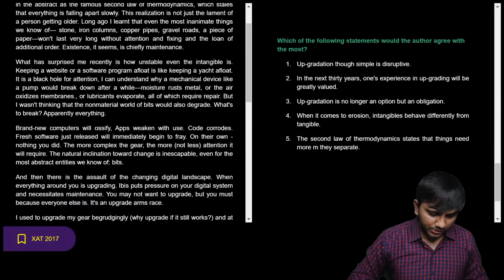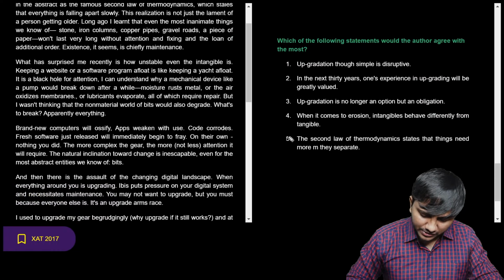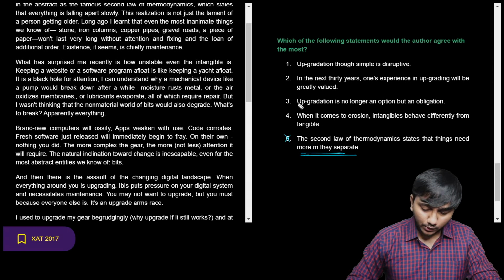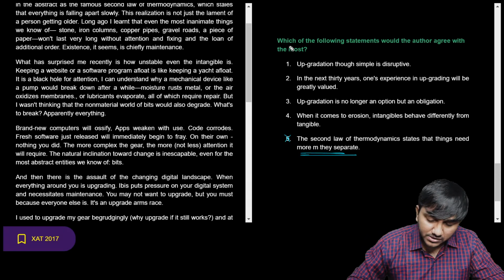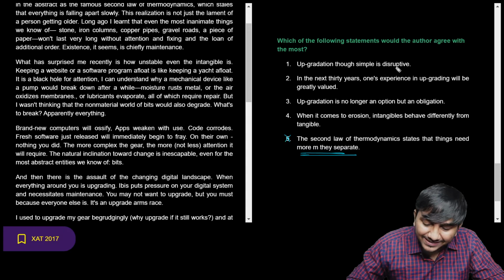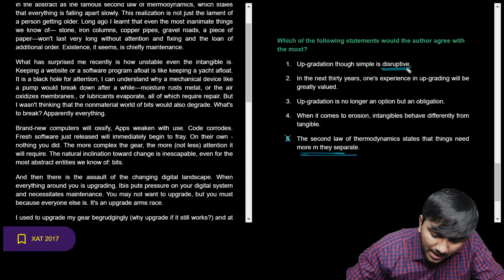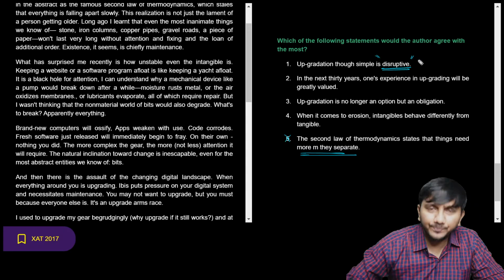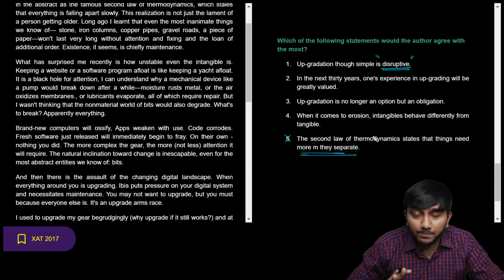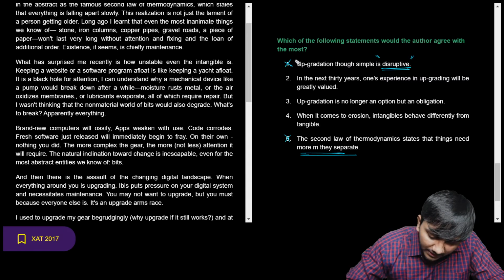Let's see how we can approach this one. So for now, just get rid of the fifth option. There is some kind of a spelling mistake here, so I'm going to get rid of that right away. Let's look at the four options. Which of the following statements would the author agree with the most? Upgradation, though simple, is disruptive. He did not say upgradation is disruptive, right? That's not the point he's trying to make. So you can get rid of that.